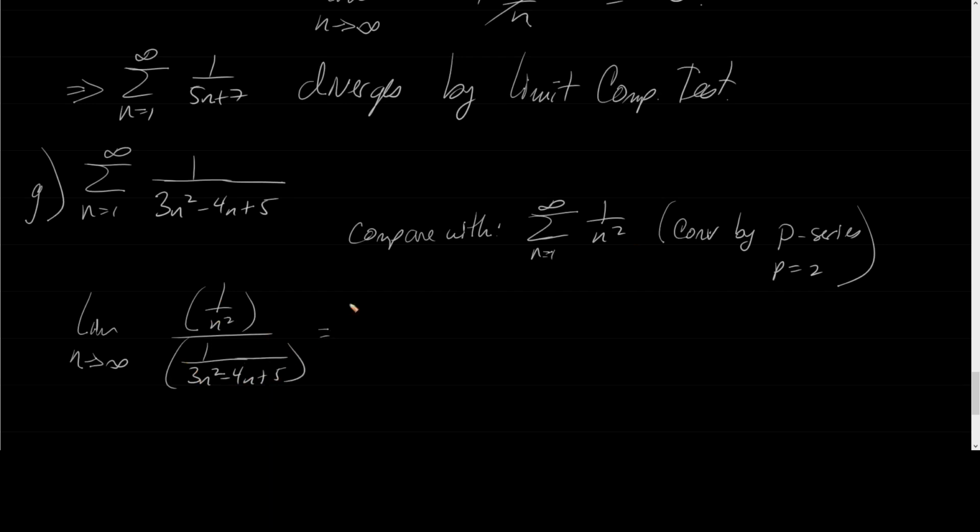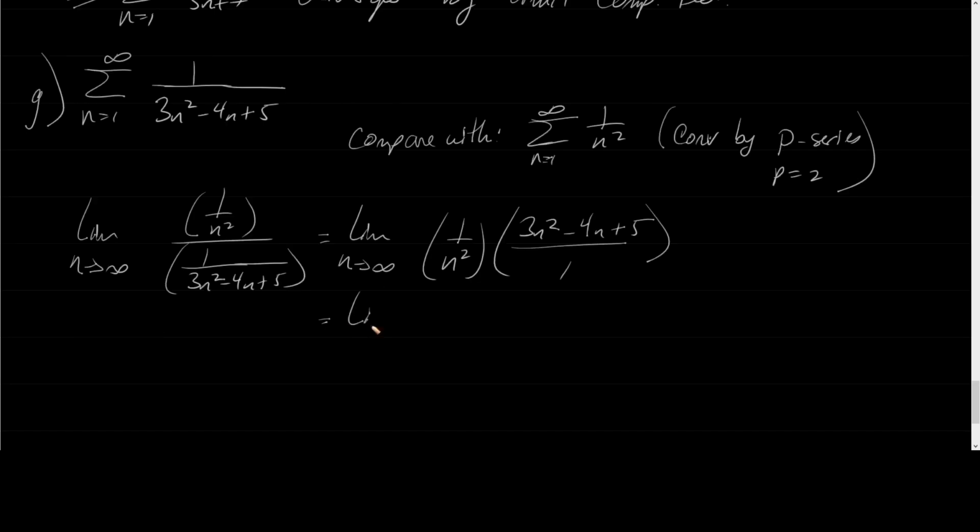And at that point, what does that give us? Well, divided by a fraction means multiplied by the reciprocal. So I have 1 over n squared times 3n squared minus 4n plus 5. Distributing that 1 over n squared gives me the limit as n goes to infinity of 3 minus 4 over n plus 5 over n squared. And as n goes to infinity, that goes to 0, that goes to 0. Overall, our limit goes to 3.